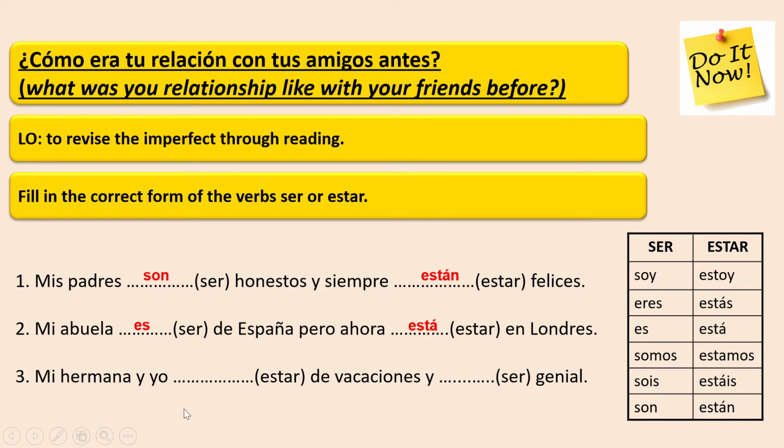Number 3, mi hermana y yo estamos de vacaciones y es genial. This one's a slightly trickier one because my sister and I, we are on holiday. This is a set phrase, estar de vacaciones, to be on holiday. So location. And it is great. You might be thinking I put son here because of vacaciones, or I also put somos because we were talking about people here. You would be right to think that we are looking at vacaciones, and you would be right in thinking it's plural, but it's a slightly weird one, this one. So vacaciones is always referred to in the singular feminine form. Okay.